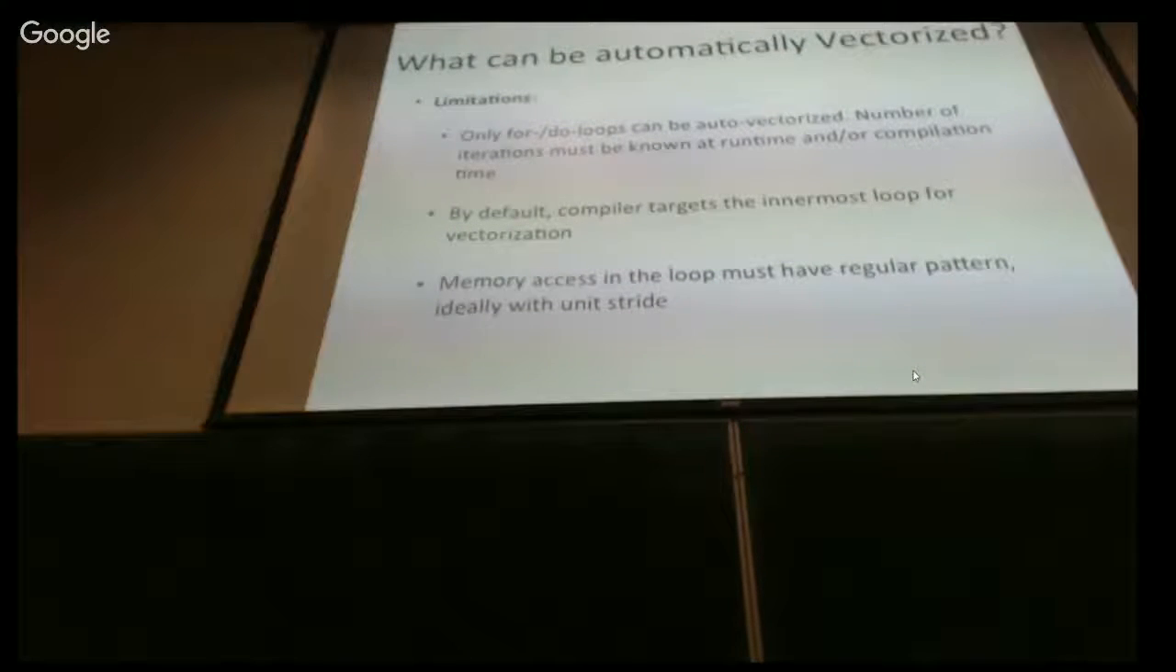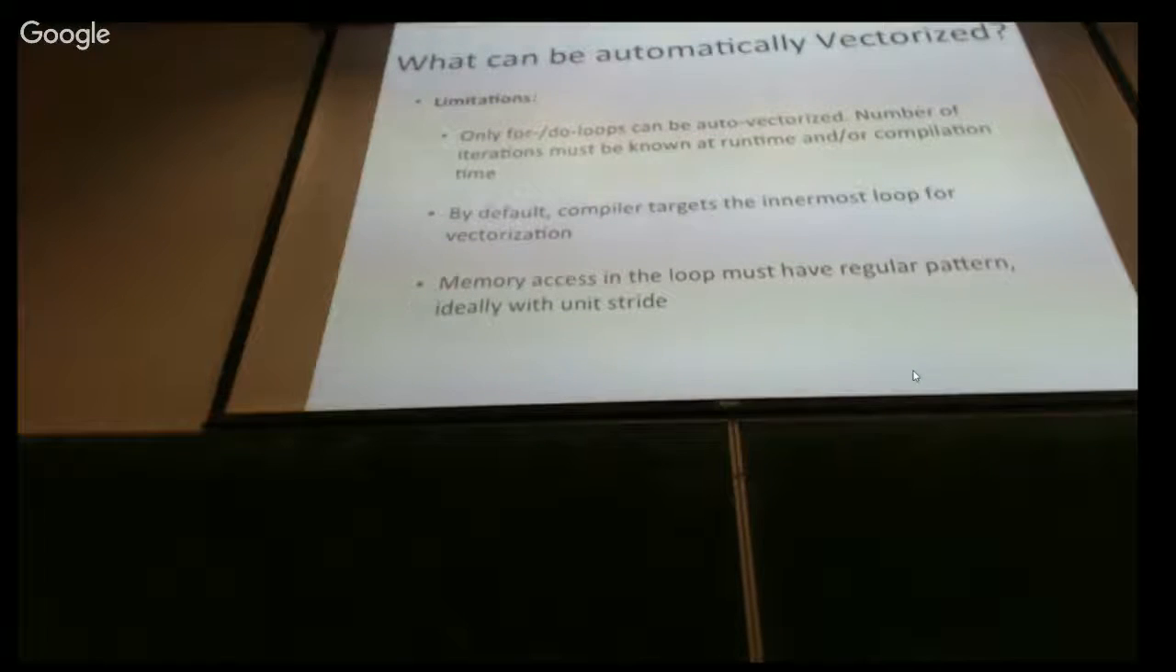What can be automatically vectorized? Here are the limitations when it comes to automatic vectorization. Only for loops, and do loops if you're using Fortran, can be auto-vectorized. The number of iterations must be known at runtime or compilation time. That's quite important. If the compiler doesn't know the trip count of the loop, it more than likely won't vectorize it. If the trip count is only determined at runtime, then it's going to cause problems.